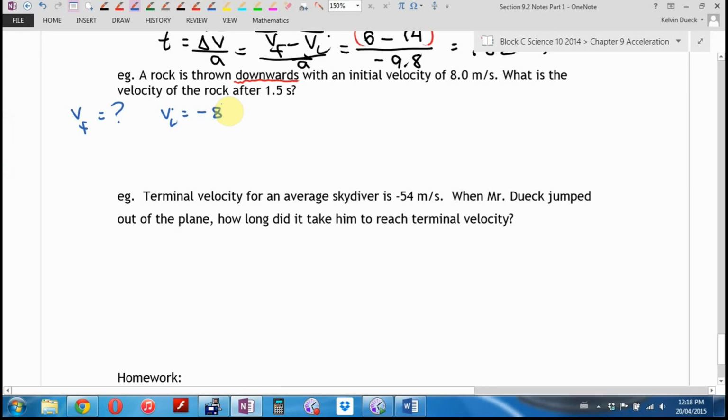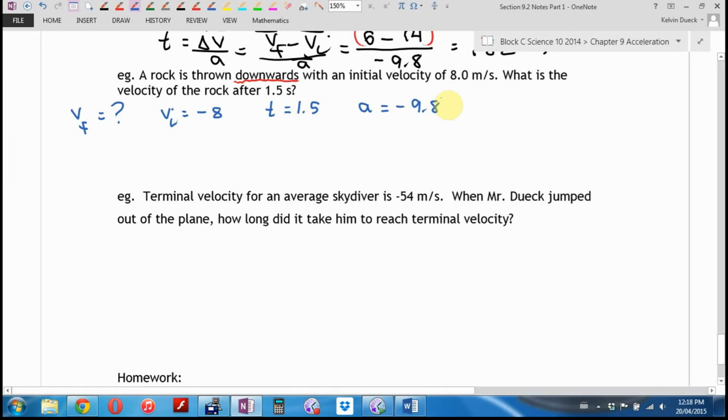What's that 1.5? Time? This is not enough. There must be something else that I know. If I throw something, if it's in the air, if we are in free fall, I always know this. What's my acceleration when I'm in free fall? Negative 9.8. Please tell me I have an equation with a VF by itself. I hope.